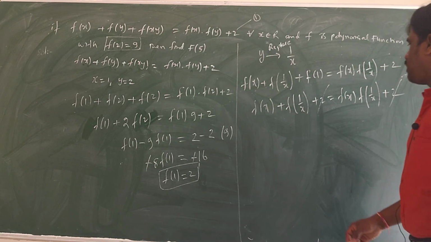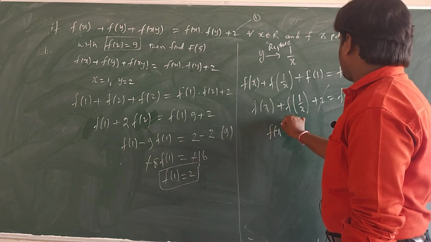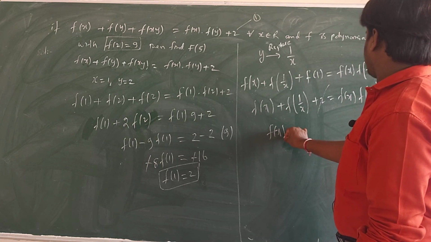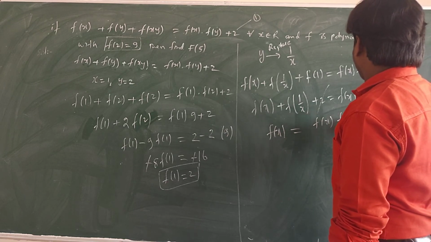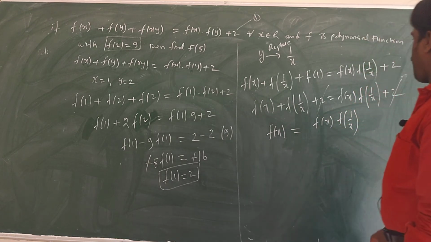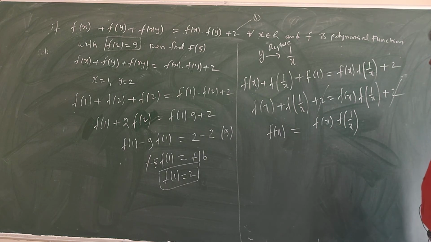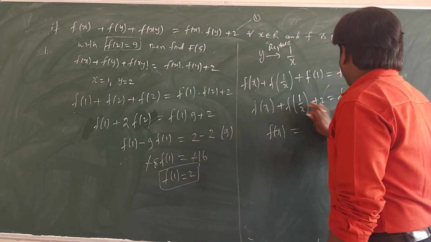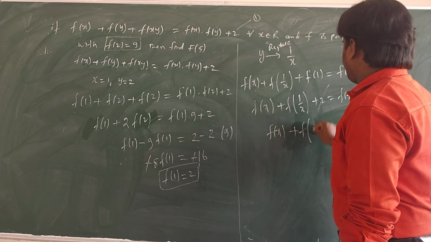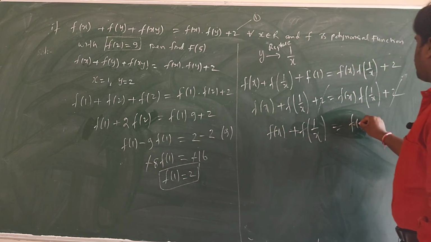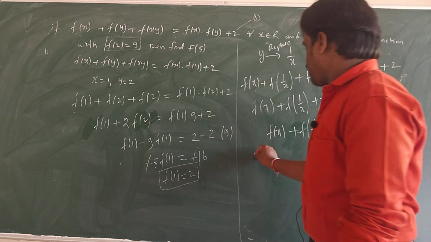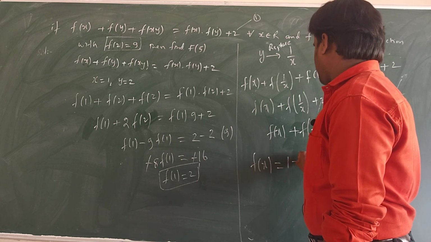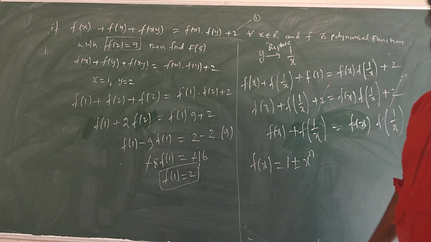So f of x plus f of 1 by x is equal to f of x into f of 1 by x. The formula is done, right? I gave the formula yesterday. So what is the formula? F of x is equal to 1 plus or minus x to the power of n, right?